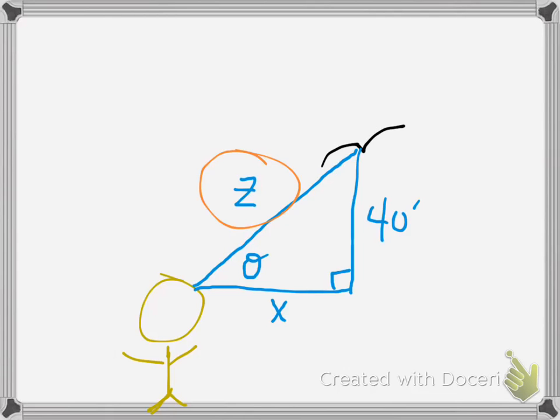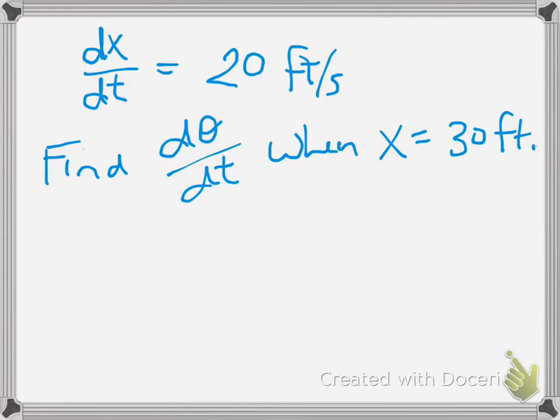Let's use the 40 feet, because we know that's always going to be there. We know x is going to be there, and x is changing. So the relationship between theta, the 40, and the x is our tangent ratio. Tangent of theta is going to be 40 over x.